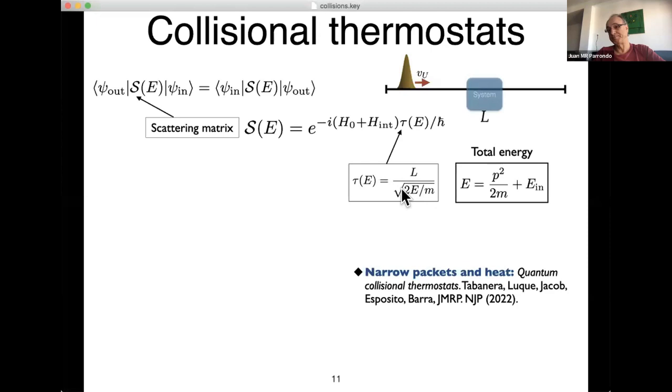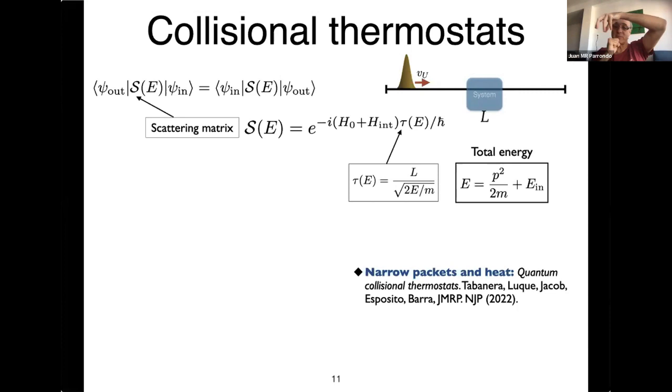But if you do so, when you have an event, for instance, this guy comes with a velocity and it goes out with a velocity v prime, then microreversibility means that the reverse transition is that it comes with v prime and it goes out with v. I don't know if it is clear. So whenever you have an inelastic collision, microreversibility implies that the time must depend on the total energy and not just on the energy of the unit, which was our first naive assumption.